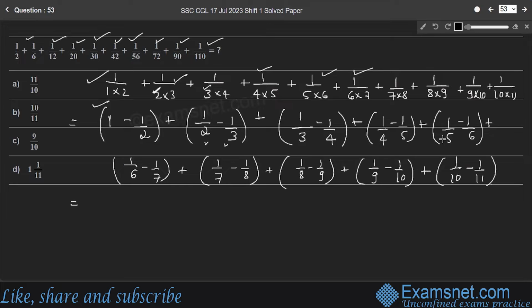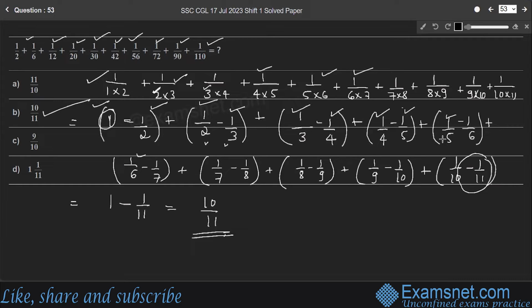Now consider minus 1 by 2 plus 1 by 2. These two get cancelled. Minus 1 by 3 plus 1 by 3 gets cancelled, minus 1 by 4 plus 1 by 4 gets cancelled. All the terms get cancelled except 1 and minus 1 by 11. The first and last terms remain. So 1 minus 1 by 11 is the answer. If you take the LCM, you get 10 by 11. Therefore, option B is the right answer, 10 by 11.